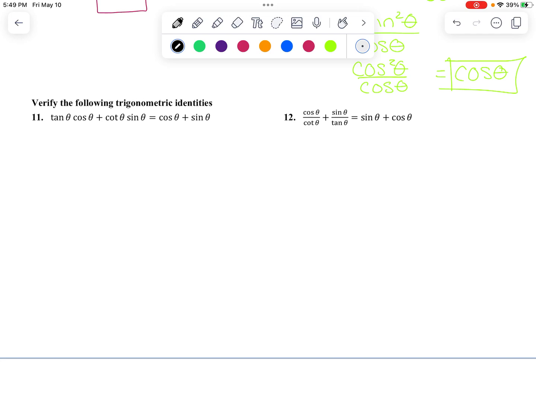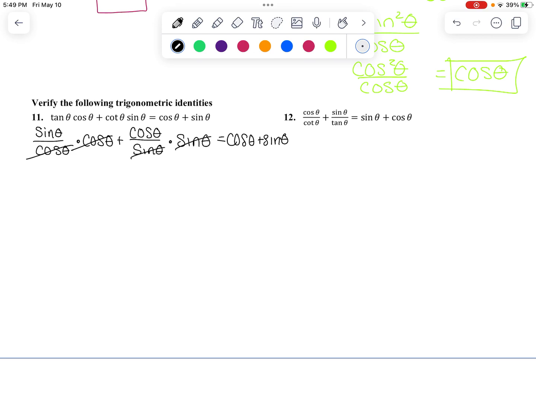So, looking at this problem, my angles are all the same. I don't have multiplied reciprocals. I don't have fractions getting added. I don't have squared trig. I don't have algebra. I don't have factoring. Sines and cosines it is. Sine of theta over cosine of theta, getting multiplied by cosine of theta, plus cosine of theta over sine of theta, getting multiplied by sine of theta, is equal to cosine of theta plus sine of theta.